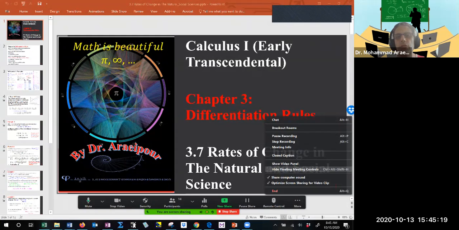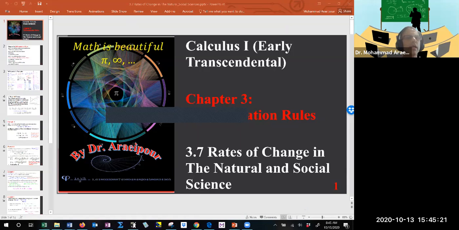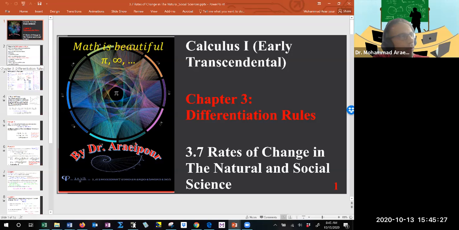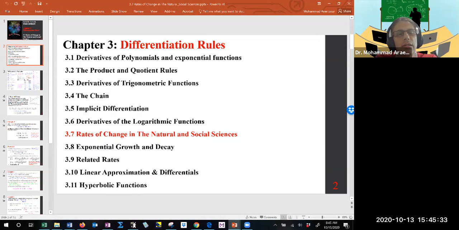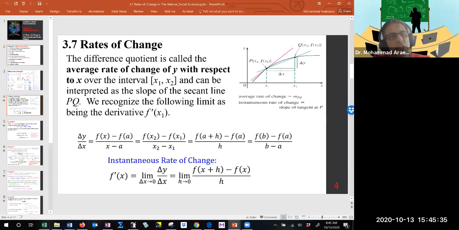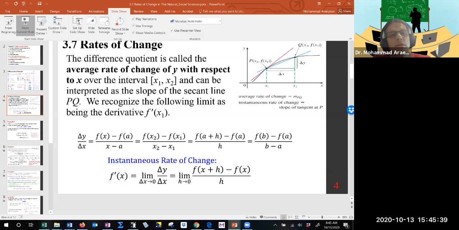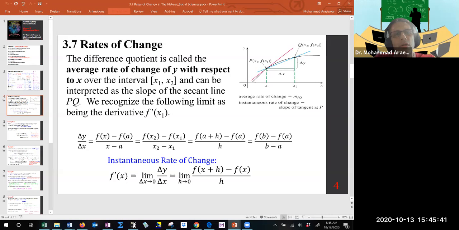In class, we're going to continue with the next section, okay? Rates of change in the natural and social sciences. So we're going to look at a couple of examples here. As far as the definition is concerned, we've seen this before, okay? So first, the definition of rate of change.